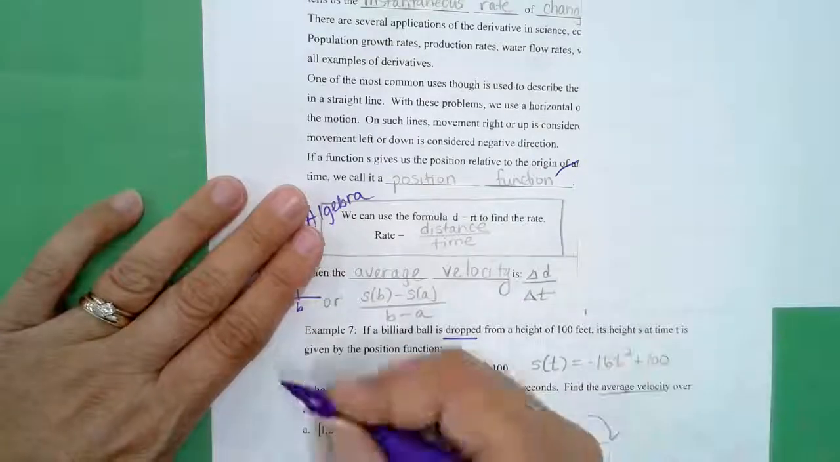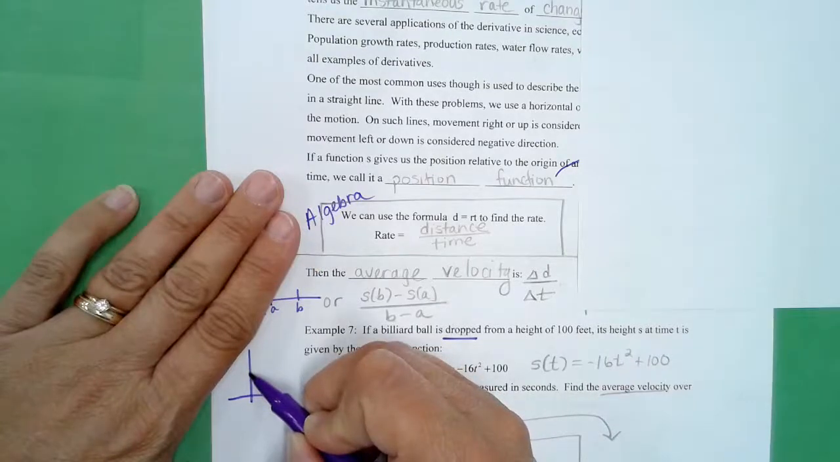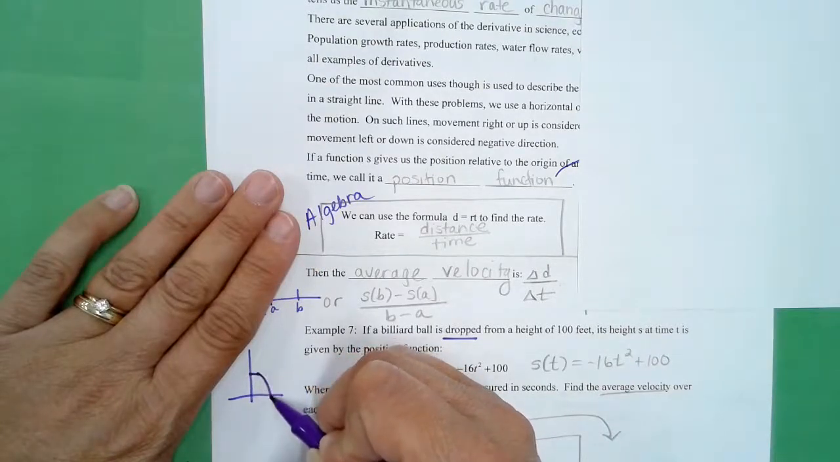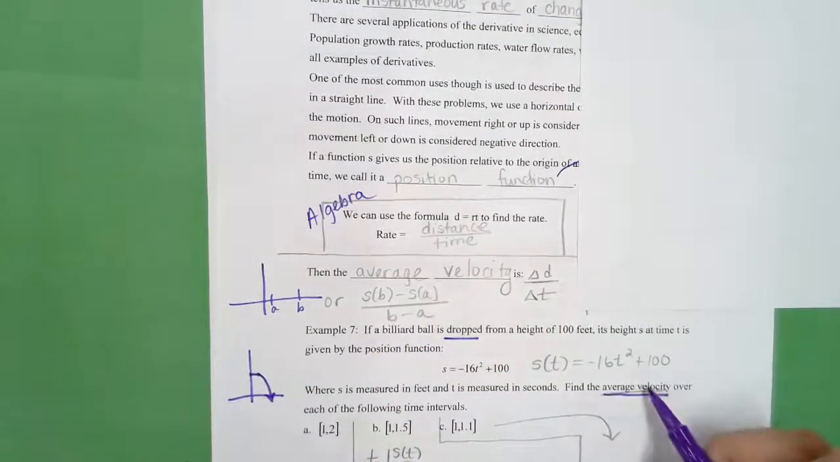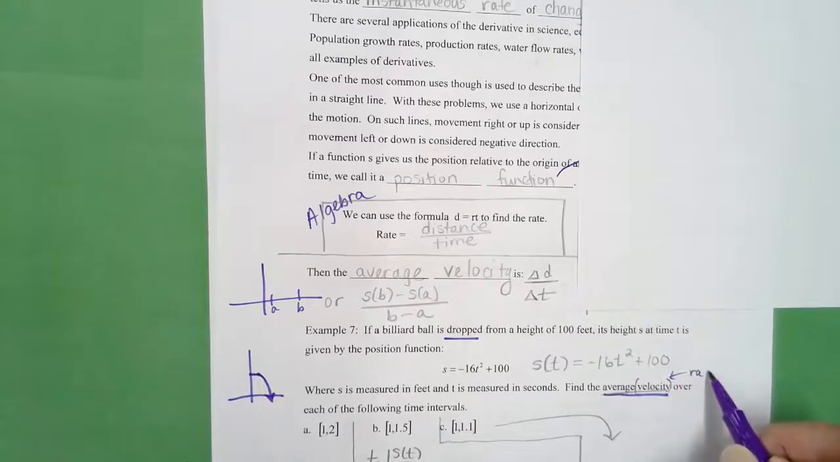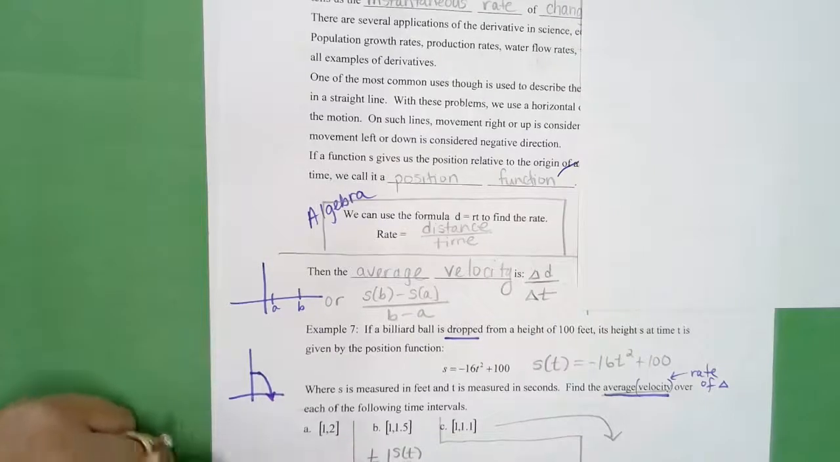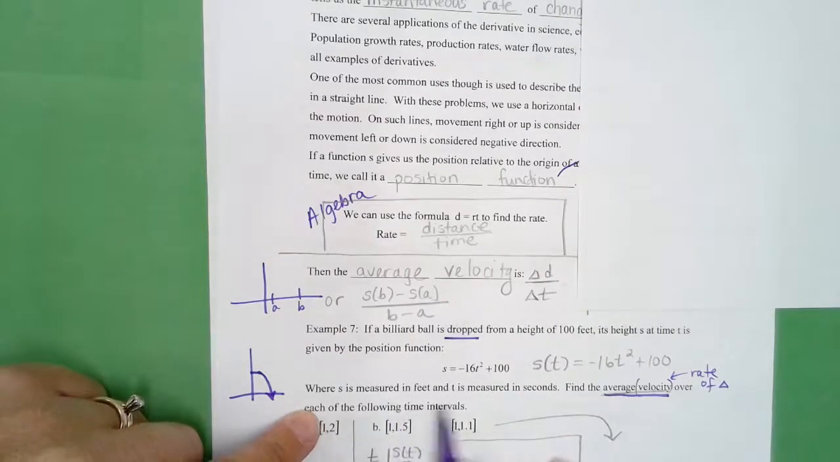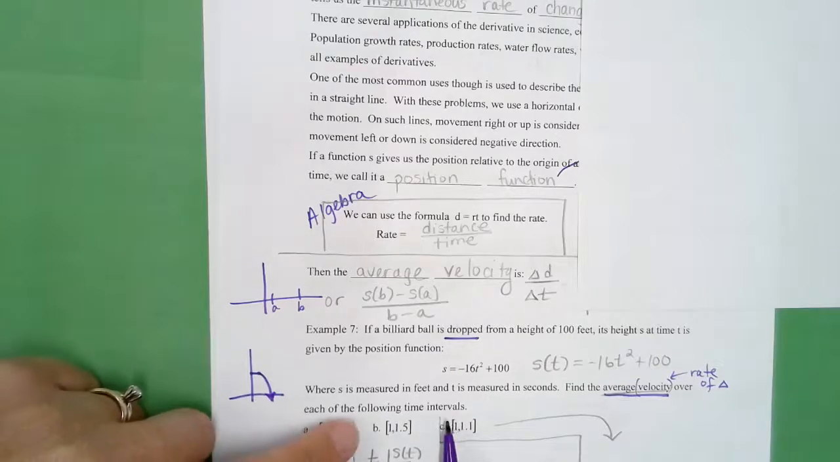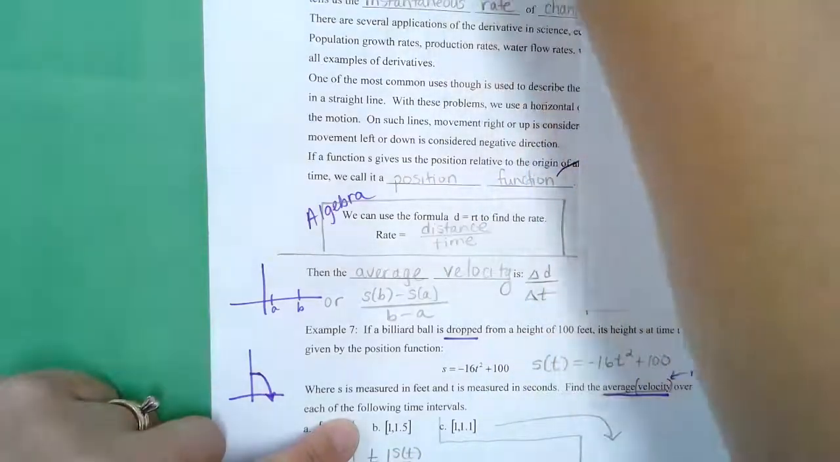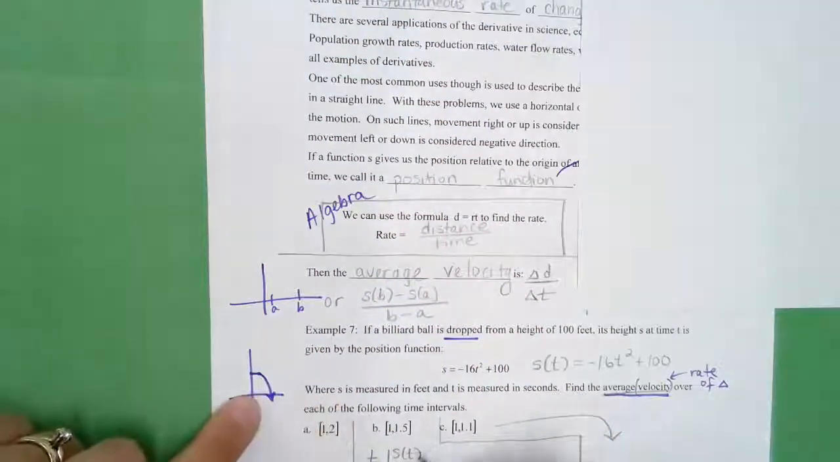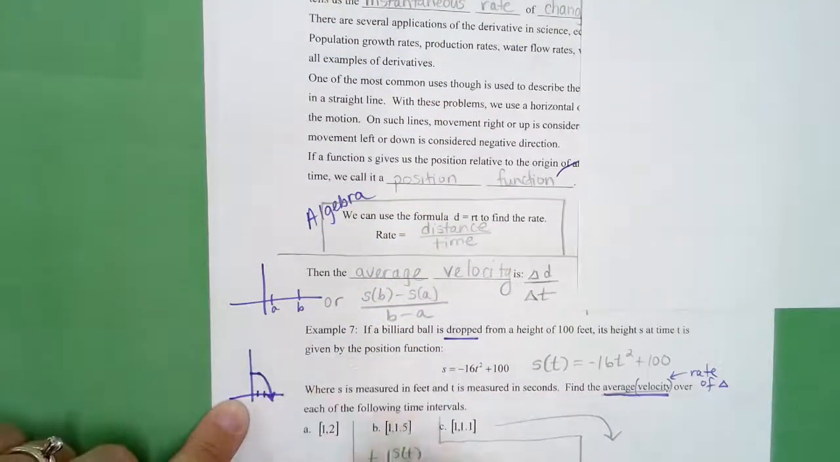Basically this ball is being dropped from 100 feet. Like if there's a building, it's just going down and being dropped. What we need to do is find the average velocity. Keep in mind that means average rate of change, like we did in some previous notes. If we're looking at average velocity over each of the time intervals, these intervals are given in interval notation, so from 1 second to 1.5 seconds.